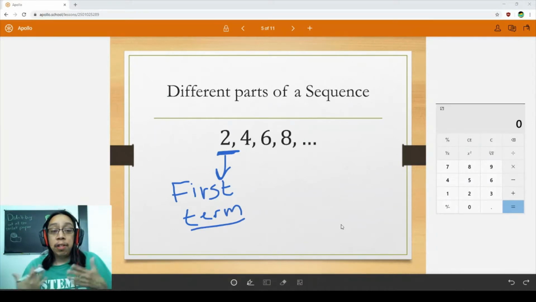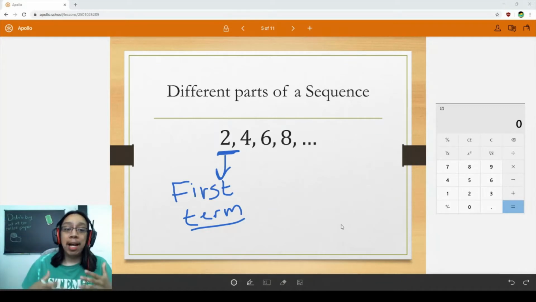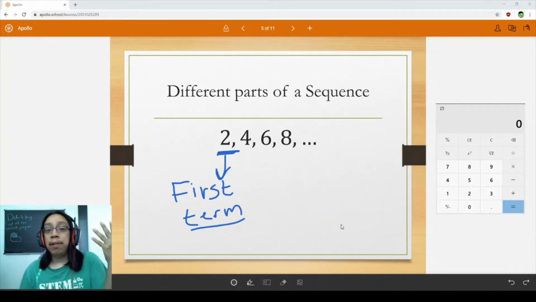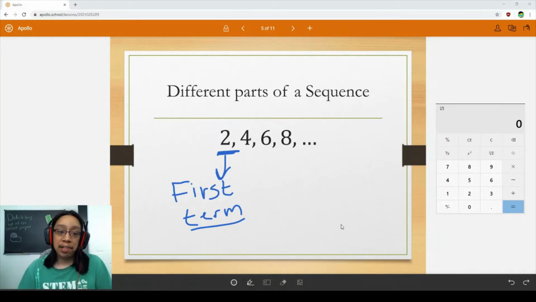Like I said, term just means that it's that spot on the list. So you can have more than one term. You can have a lot of terms. But if you're trying to be very specific about what kind of term you want, you're going to have to say, hey, I want the second term. Hey, I want the 5th term. Hey, I want the 10th term. So you can be very specific about what number you actually want.